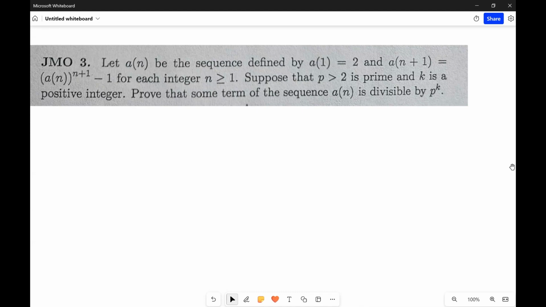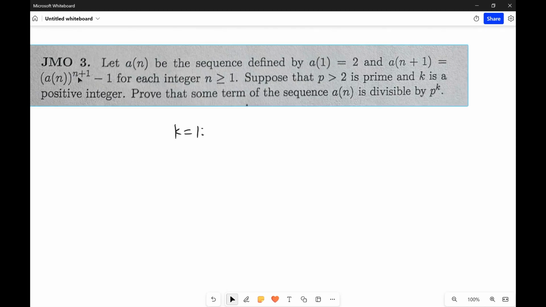So let's try out simpler cases. First, let's try looking at k = 1. How do we solve k = 1? Well, we have this exponent n+1 here, and we want this to be divisible by p. And this means that a(n)^(n+1) is equivalent to 1 mod p. This really reminds us of Fermat's little theorem, so we can try applying that.